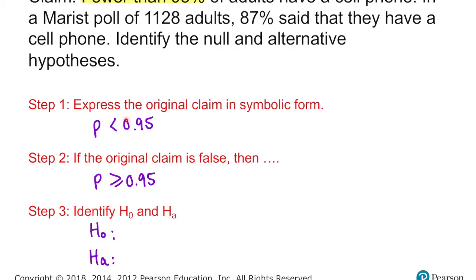From the two statements I have from the first two steps, the one that doesn't contain an equal sign is going to be my HA. And my H0 is going to be p equal to 0.95. Again, if you use p is greater than or equal to 0.95 for H0, that could also be correct.